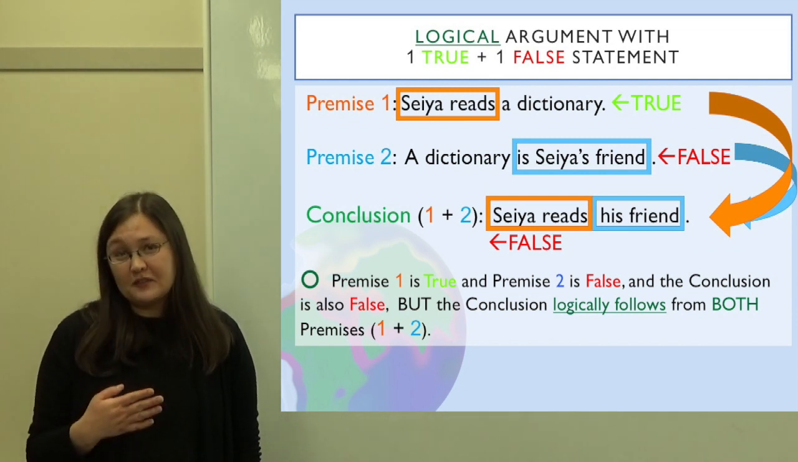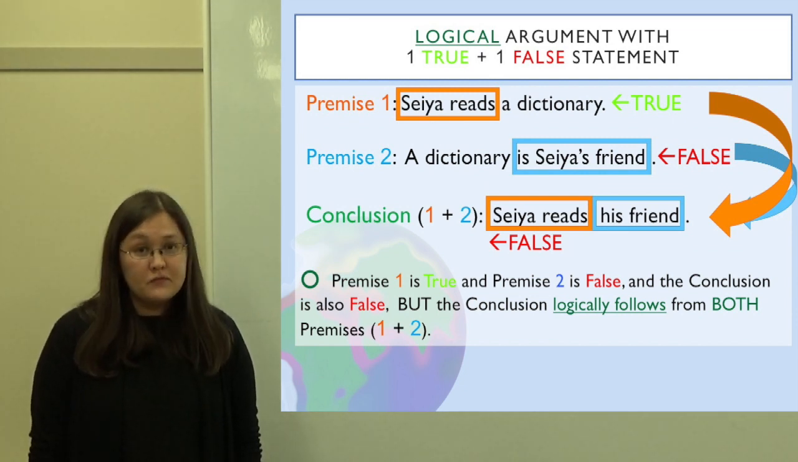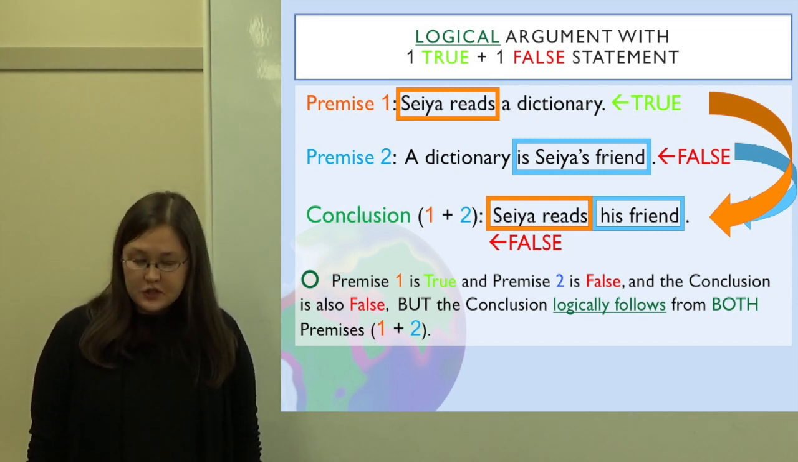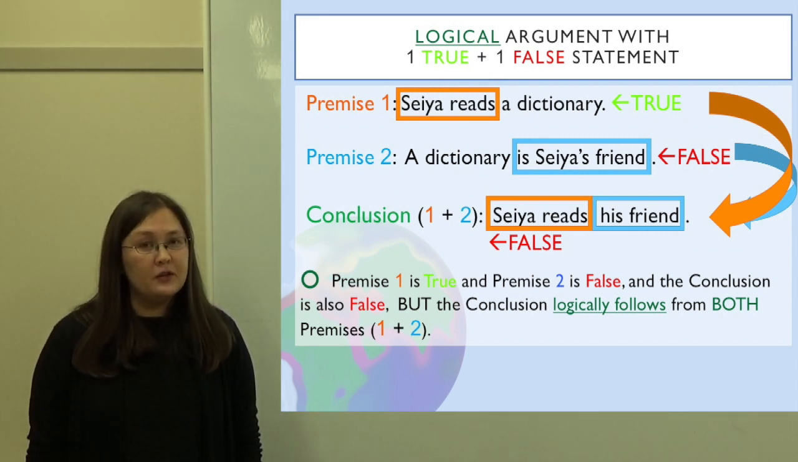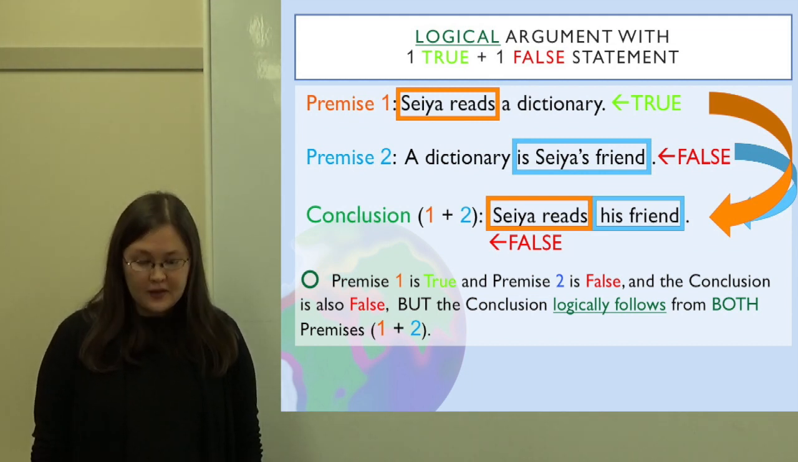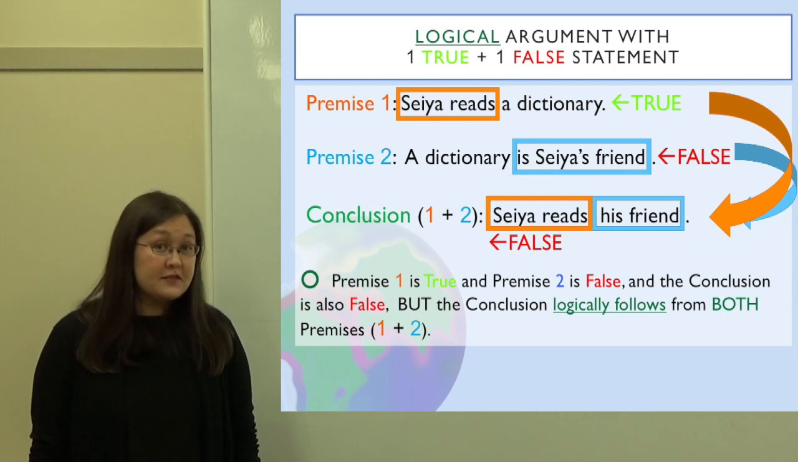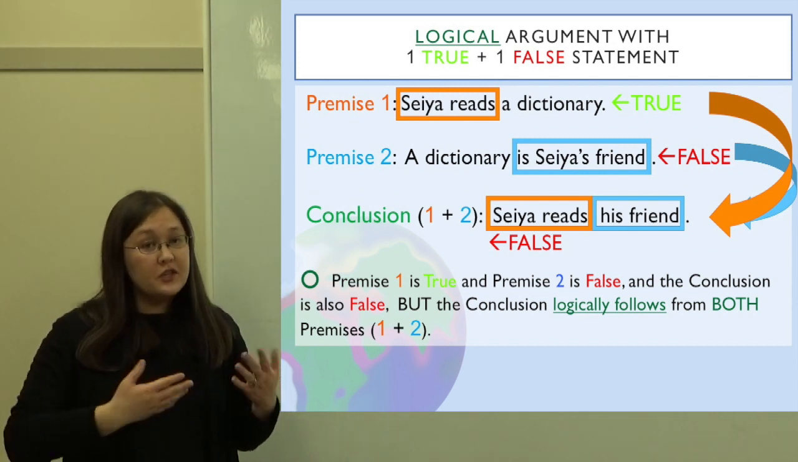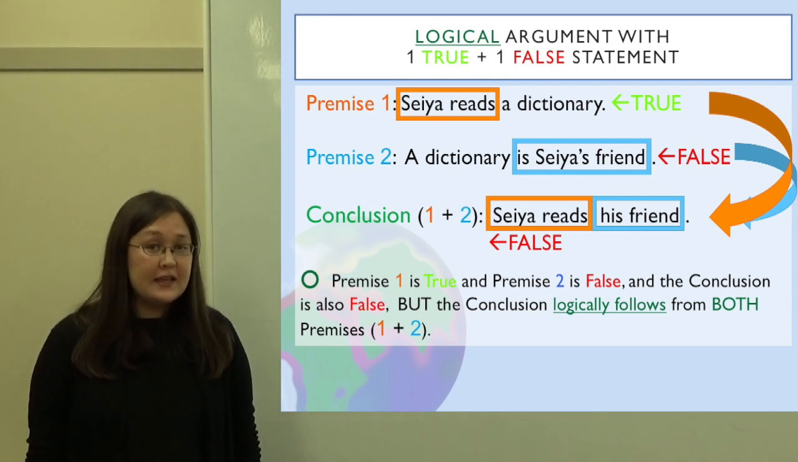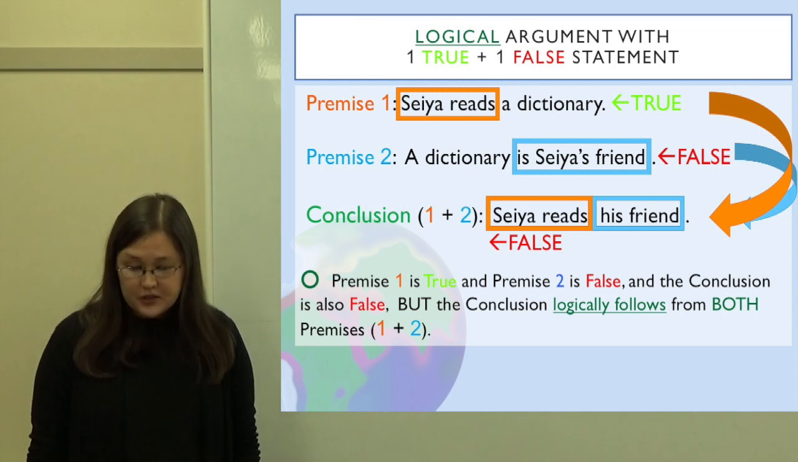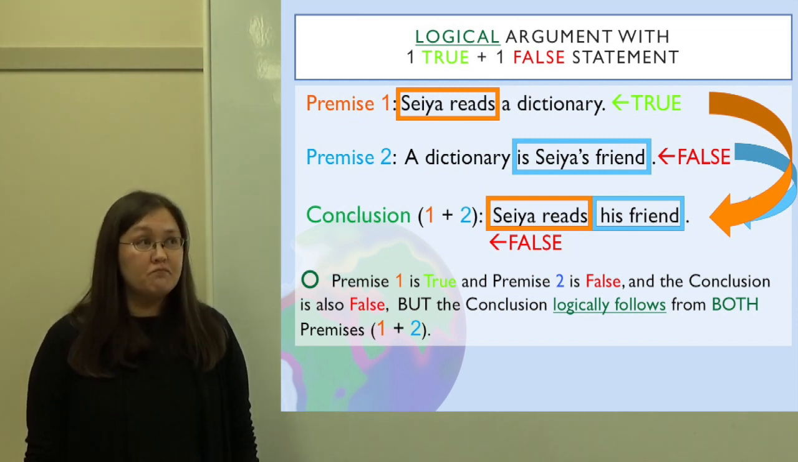So here's an example of that. Premise 1, this is true. Seiya reads a dictionary. Premise 2, a dictionary is Seiya's friend. In reality, this cannot be true. But if we put the 2 pieces of information together, premise 1 and premise 2, into the conclusion, then we get a conclusion that has logical consistency. It follows the rules of logic to say, Seiya reads his friend.